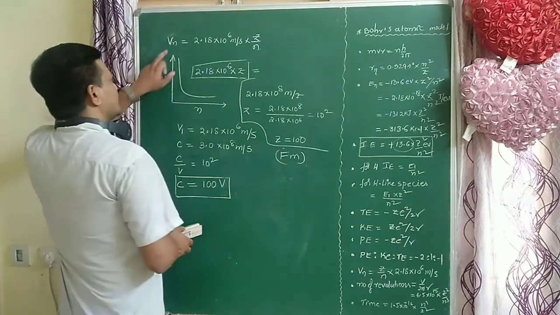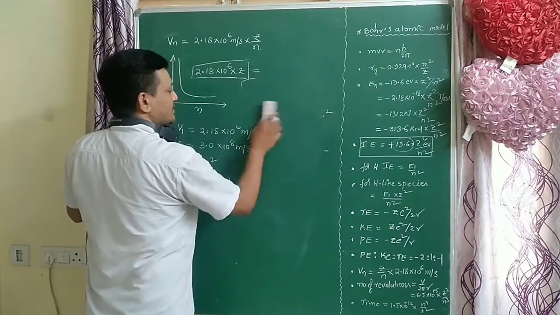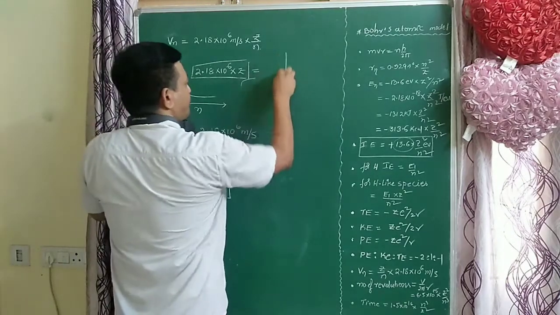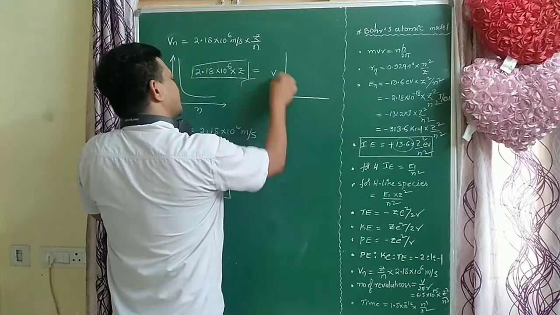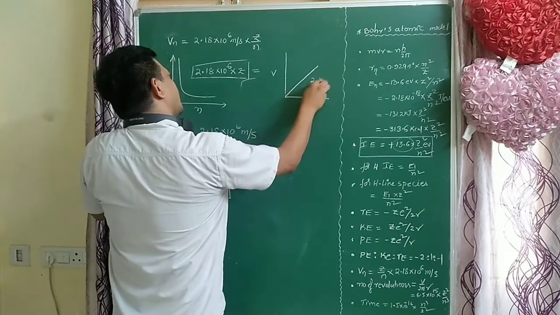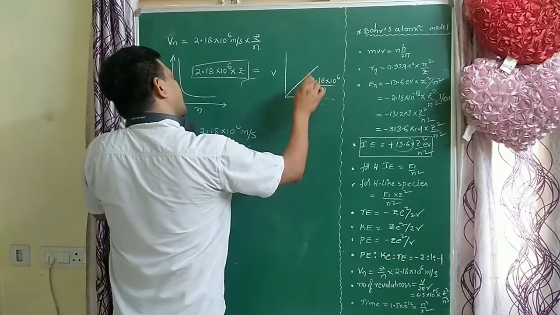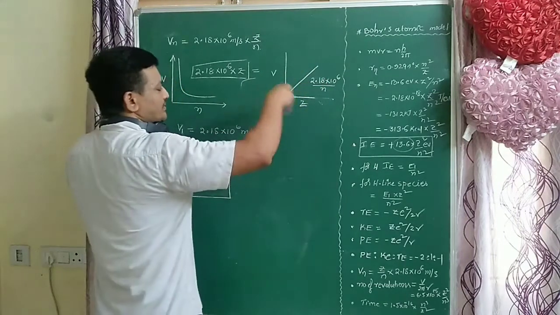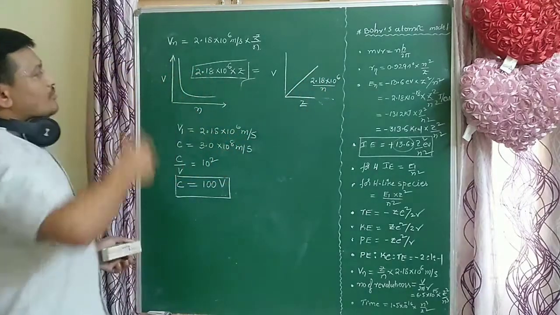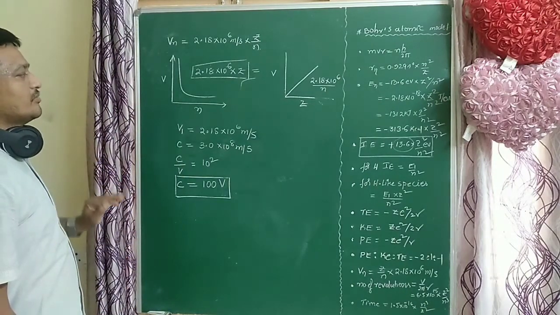So what is the relation between velocity and Z? That is directly proportional, a direct relation. As Z value increases for a particular orbit, velocity of the orbit increases. In the graph between velocity and Z, the slope is 2.18 into 10 power 6 by n. For a particular orbit, n is constant. If slope is given, easily calculate the n value. By using velocity, easily calculate the Z value, and easily calculate the principal quantum number.